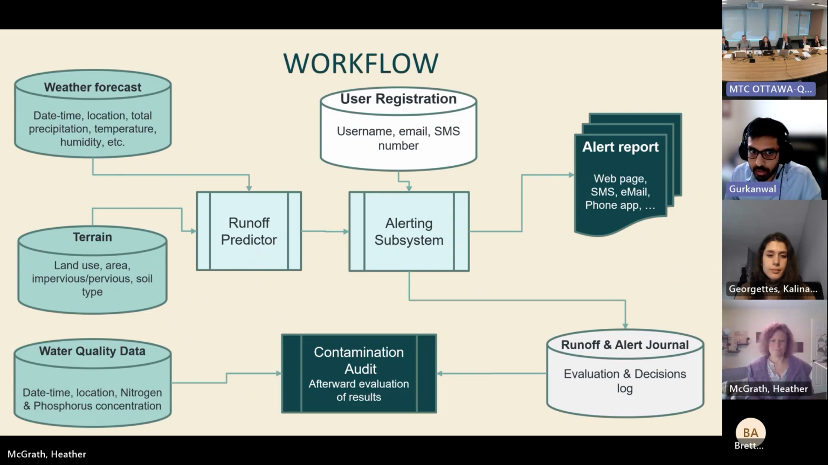Looking at the data workflows, our main data sets, which are the weather forecast and the terrain data, are the two data sets on the top left that you see that'll feed into our runoff predictor model. The output from the prediction would go into an alerting subsystem. This will also take in user information to send out the alerts to, which will get sent out and stored in an alert report. Really, to evaluate how well our product is performing, we'll take the water quality observation data and do an evaluation of how well our system is doing, and obviously log all that in a journal for future analysis.